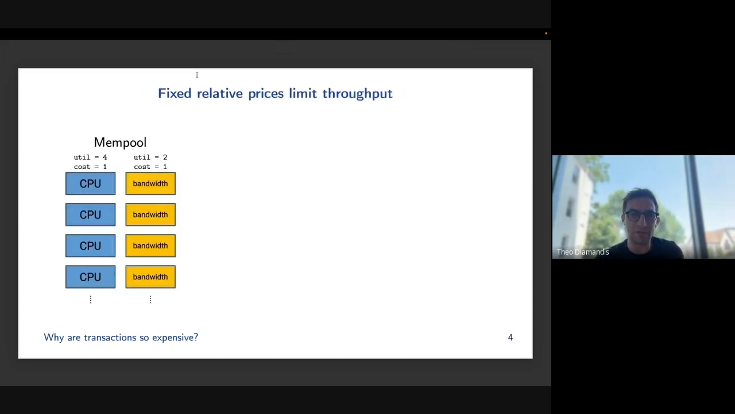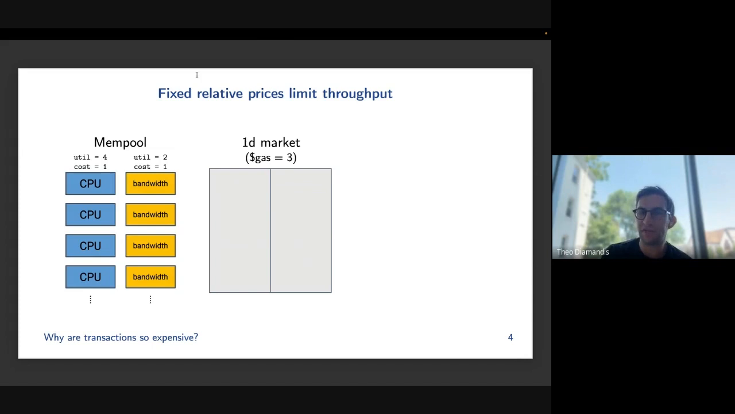More importantly, for this talk, is we want to see how fixed relative prices limit throughput and solve this. So let's consider a really, really simple toy example where we have a mempool, a bunch of transactions. Some transactions cost only CPU, so they only cost compute. They don't take any other resource. Of course, this is a toy example. Some transactions only cost kind of bandwidth. These both have a gas cost of 1, and there's a utility difference. So the CPU transactions have a utility of 4. The bandwidth transactions have a utility of 2.